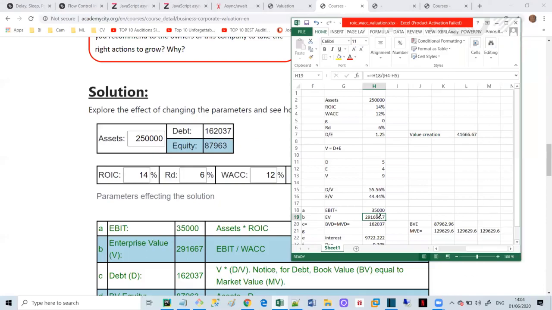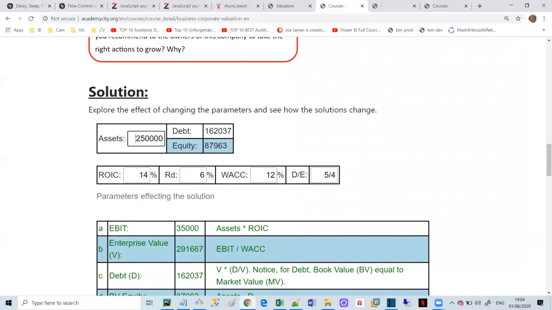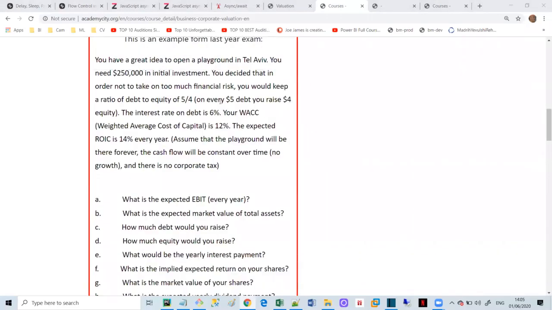So if I look at this one, minus the amount that I raised, that's exactly the value creation: $41.6 thousand. So that's a beautiful business I'm going into, if my assumptions are correct. And if I live up to my assumptions, then I created value. Now my next question is, how much money am I going to raise as debt and how much as equity? Remember, I'm going to raise 250,000, and we said we're going to raise it at 5 to 4.